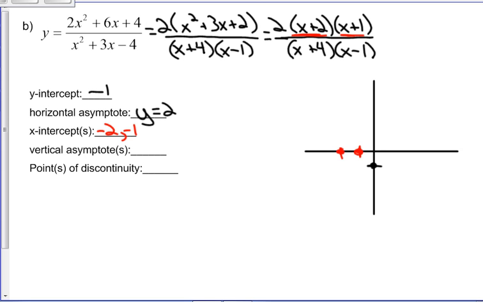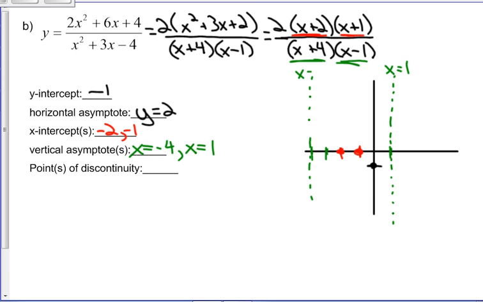Vertical asymptotes are factors of the bottom only. So they're happening at x equals -4 and x equals 1. Again, the asymptotes need an equals sign, an equation. So there we go, that's x equals 1. And here's x equals -4. We could have earlier put on this y equals 2 horizontal asymptote.